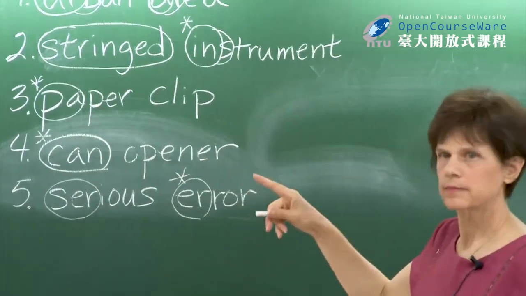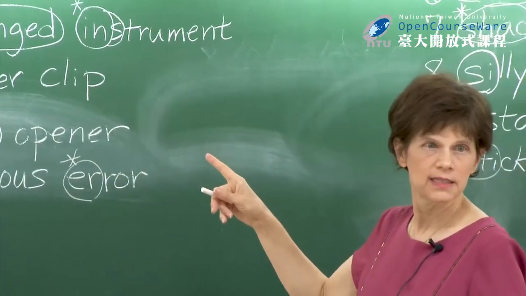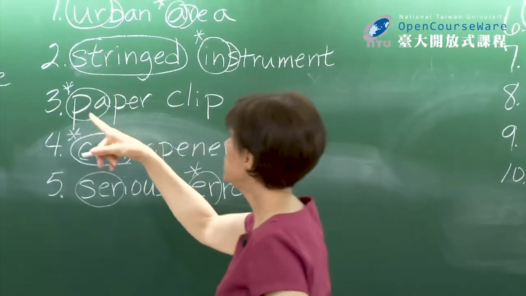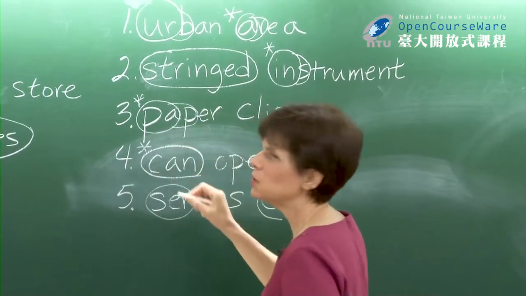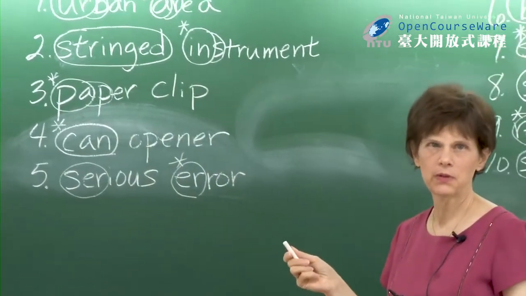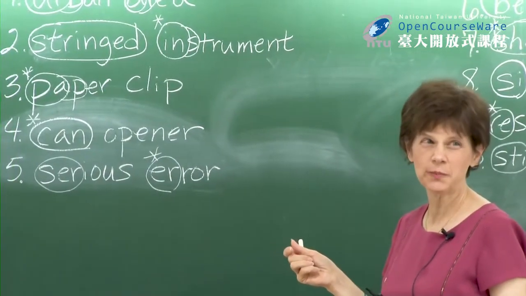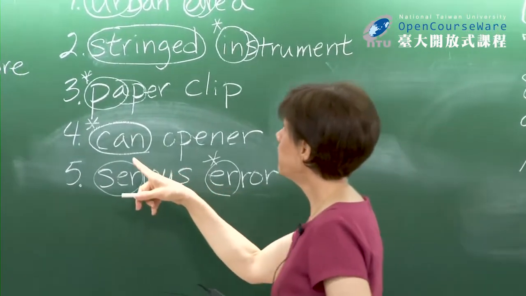Number three? Is it correct? Yes, it is. Paper, P-A, and it also has the tonic stress. If you have P in there, it's not so good, but it's okay. Paper, it's not natural, but it's possible. And then four, everybody read it?